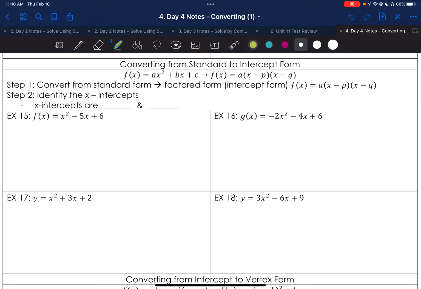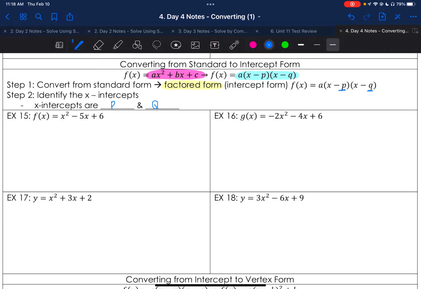So to convert from standard form to intercept form, it is just converting back to factored form. You'll start off with your standard form quadratic, which is ax squared plus bx plus c, and you'll just factor it to get to this form, where p and q are your x-intercepts, which show up in your problem here and here.